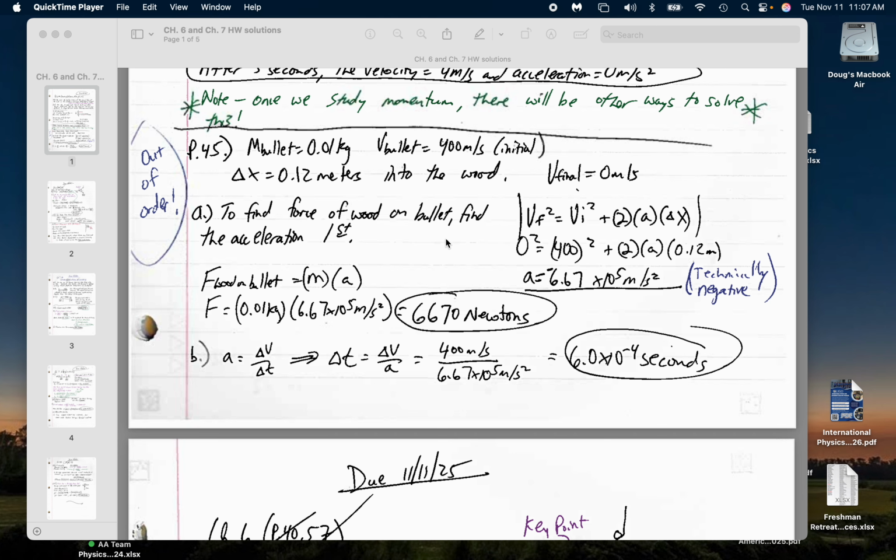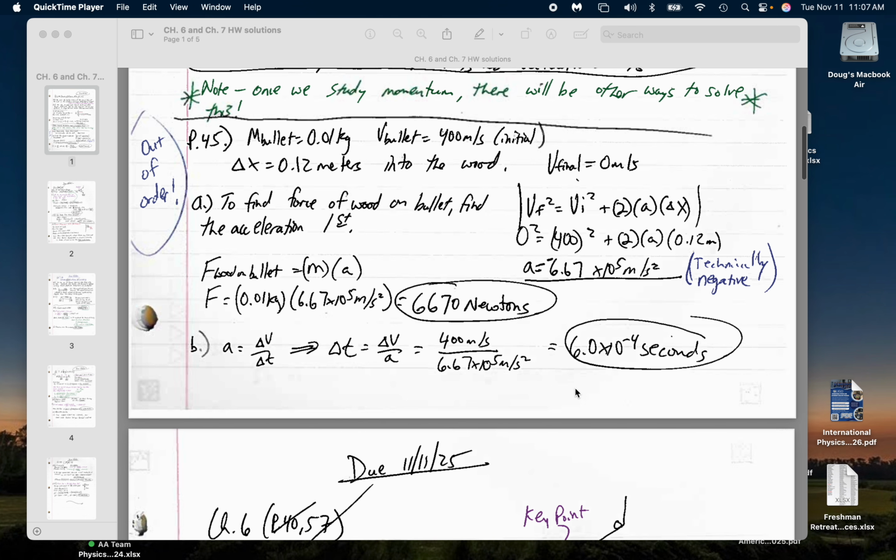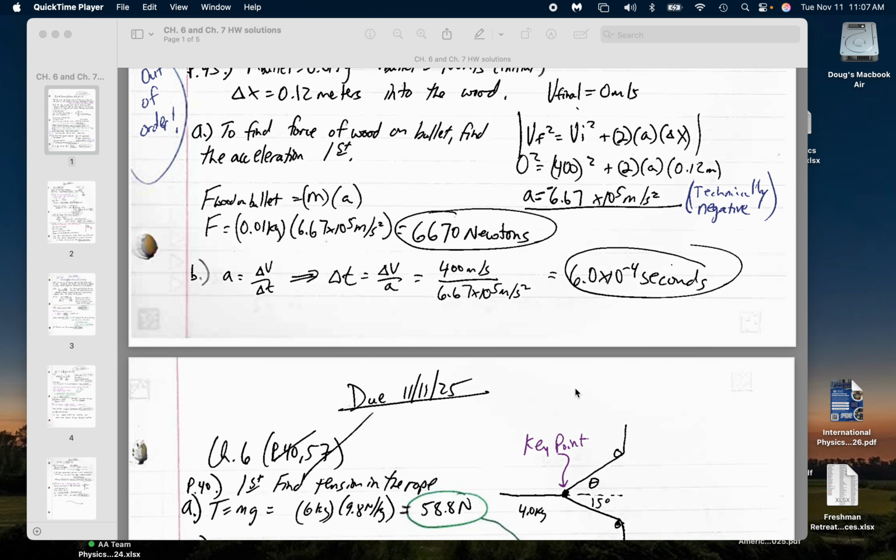For part B, it's asking how long it takes the bullet to come to rest. Well, we know our final velocity is 0, we know our initial velocity is 400, and we know the acceleration is what we determined earlier, so we can take the change in velocity, 400, divided by 6.67 times 10 to the 5th meters per second squared, and that's a really short time interval. It's 0.0006 seconds, I think, so 6 times 10 to the negative 4th seconds.